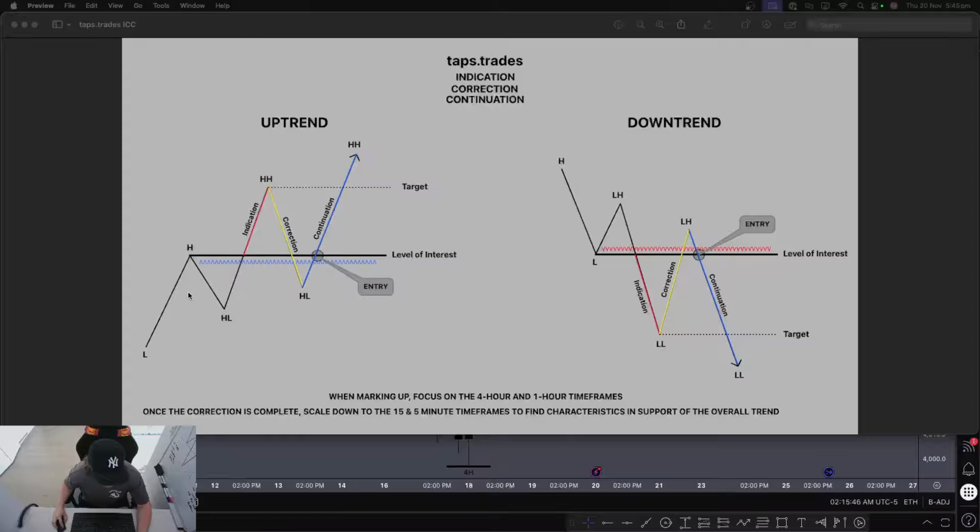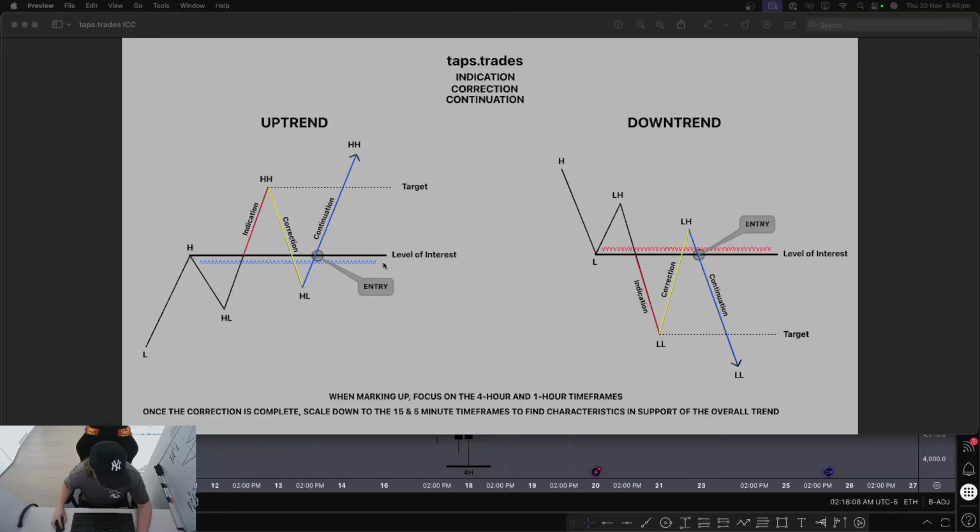So if we look at an uptrend first, we start with a low, a high. Price then creates a higher low. It's called a higher low because it's higher than the previous low. Then price breaks above this high, creating a higher high. It's called a higher high because it's higher than the previous high.